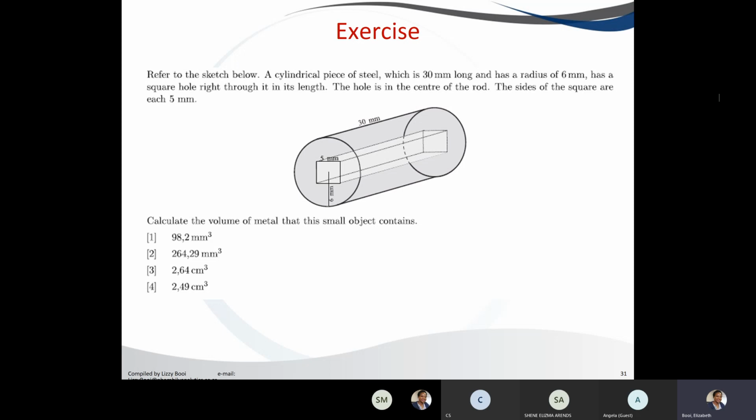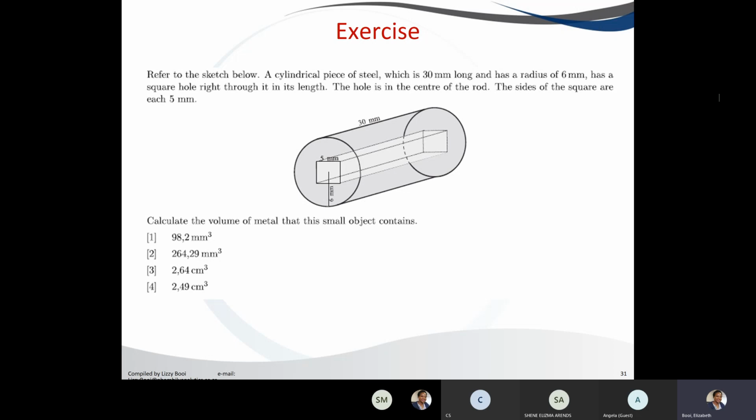Now, since we are given a cylinder, here we have two things. We are told the cylinder has a hole which looks like a prism. So we want to find out the volume, which means the size of that cylinder, without the hole in it.